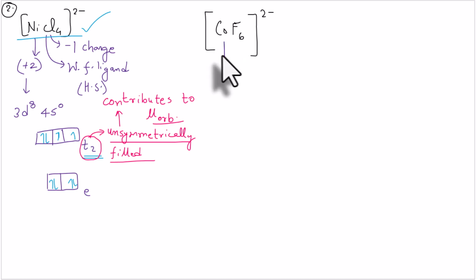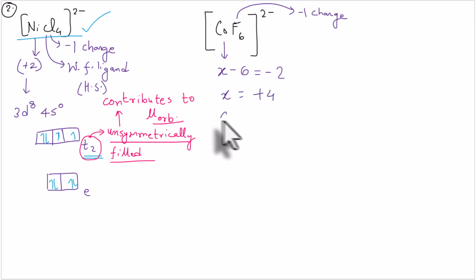So cobalt, here you can see the oxidation state of cobalt. If we take it as X and we have 6 fluoro ligands, minus 1 charge for each fluoro ligand, and minus 1 into 6 is minus 6, and the total charge on the complex is minus 2. So X becomes plus 4. So cobalt is plus 4 oxidized.